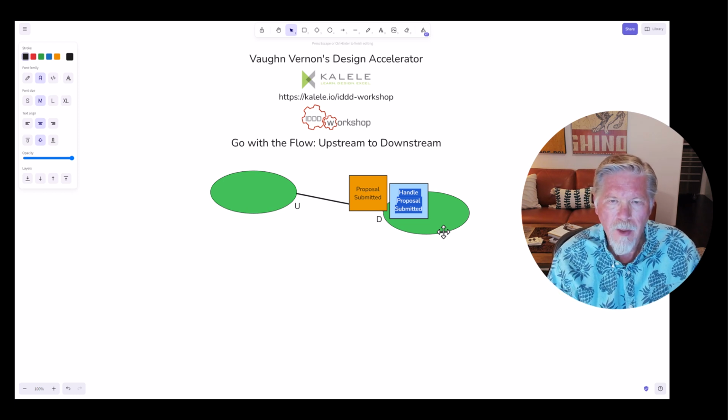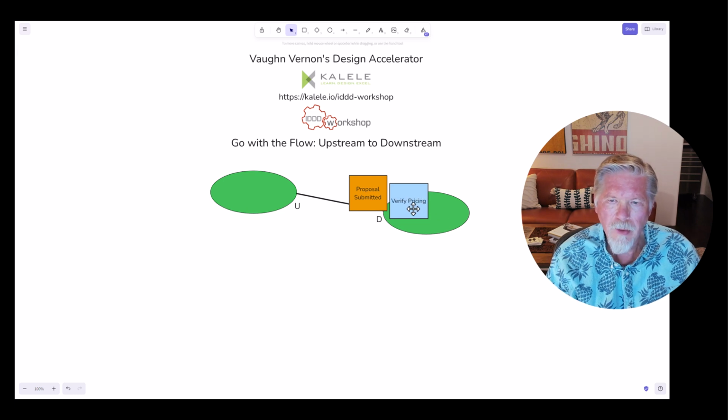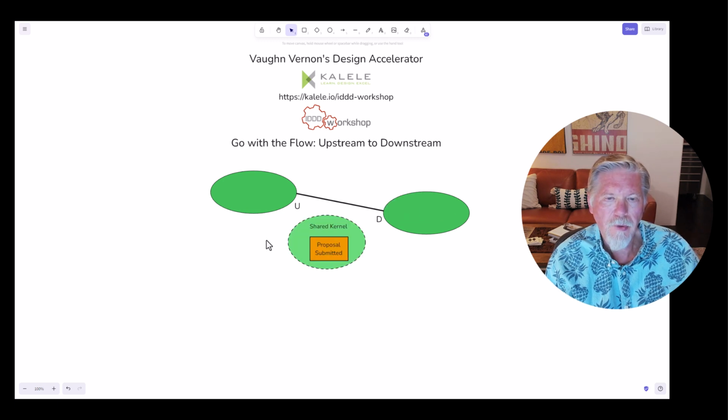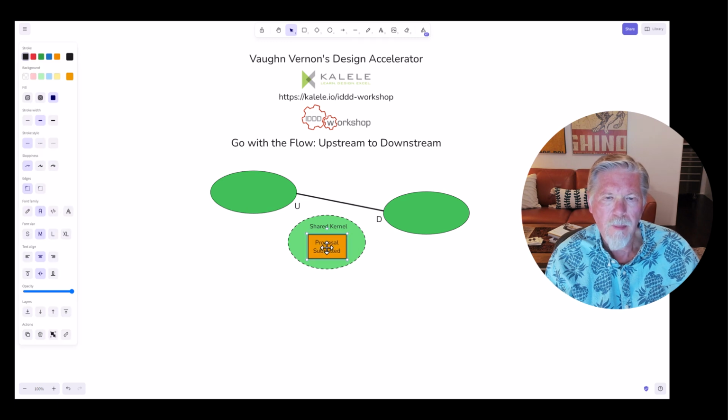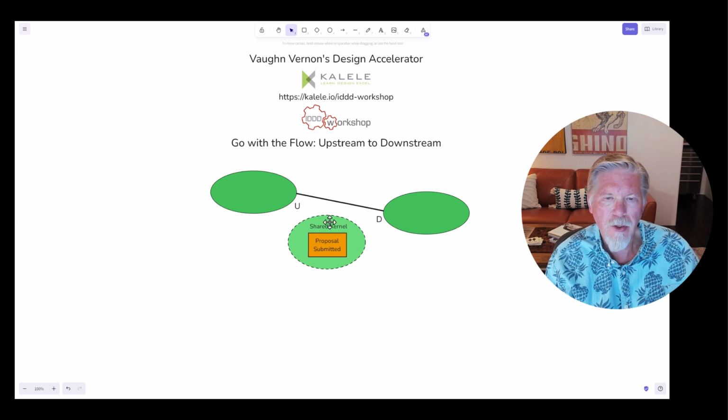So, for example, if we need to have pricing verified for the proposal that was submitted, then the command could be, for example, verify pricing. And verify pricing would be in the ubiquitous language of the downstream model. Now, I've heard some people say, well, why should I translate proposal submitted or whatever the name of the domain event is? I'll just create a shared kernel and I will make proposal submitted part of the shared kernel, and we will just share that event and other events between the two bounded contexts or between the two microservices.